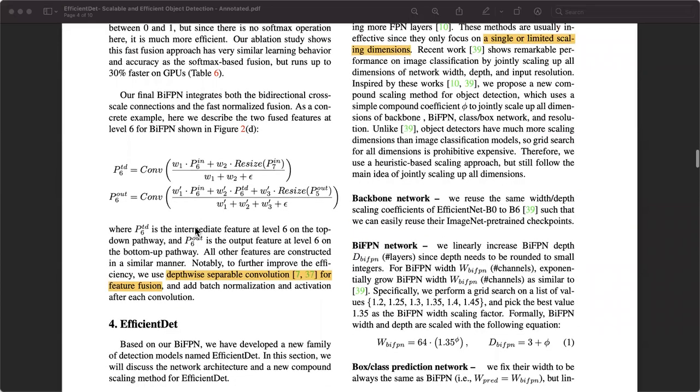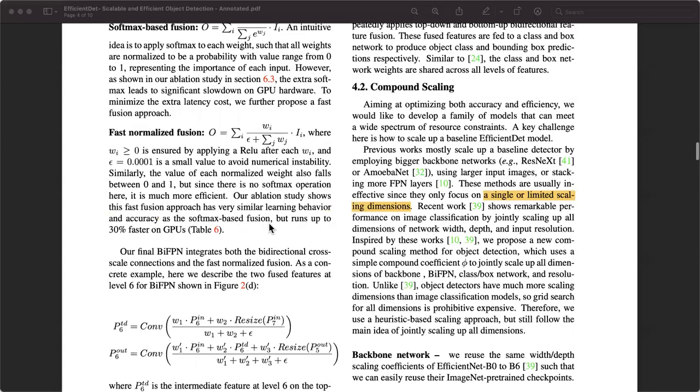And they also use depthwise separable convolution. Maybe later I can have another video to talk about this. This one's interesting. It's mainly a trick for more efficient convolution computation here. I can talk about it later. And then let's go.